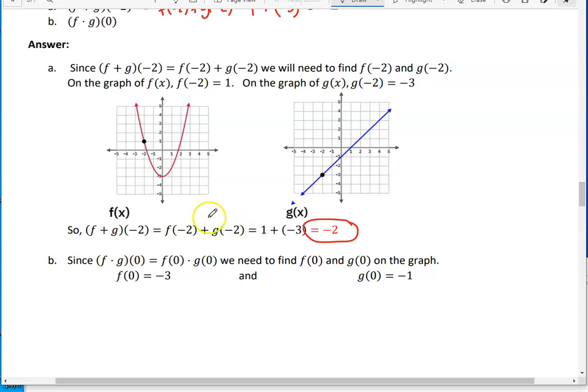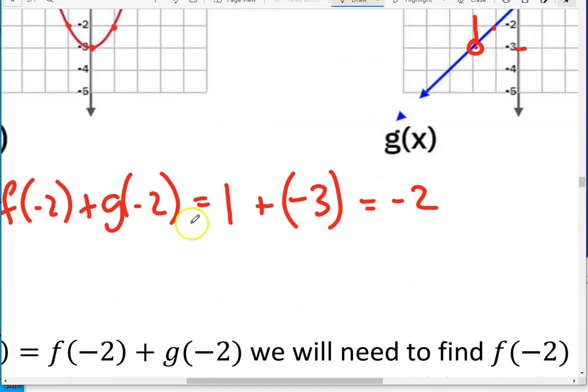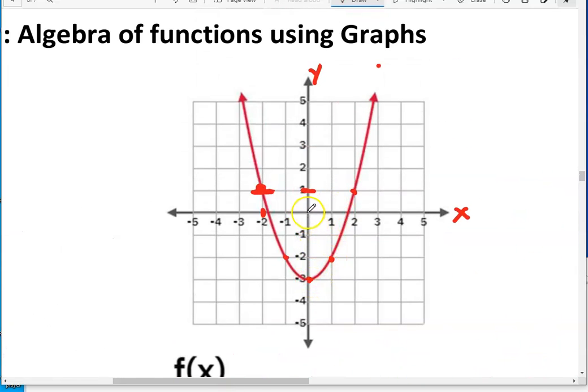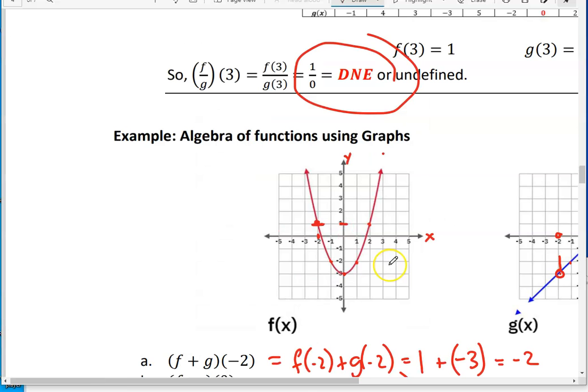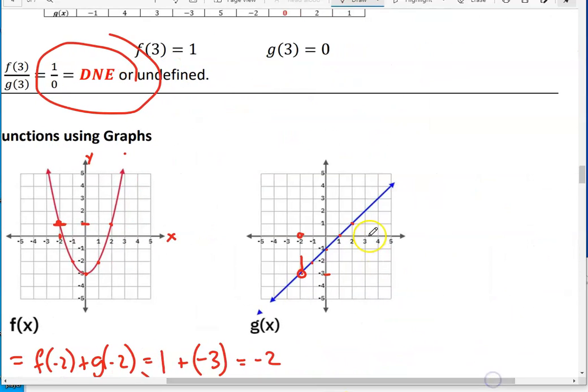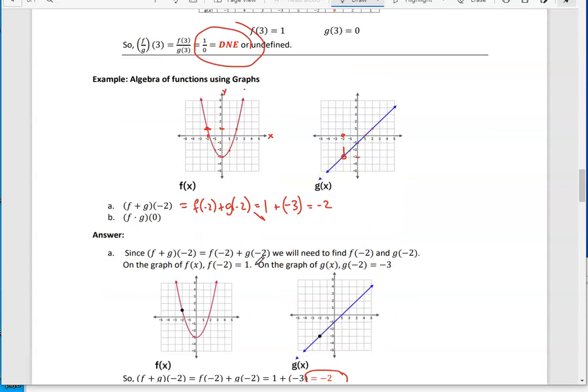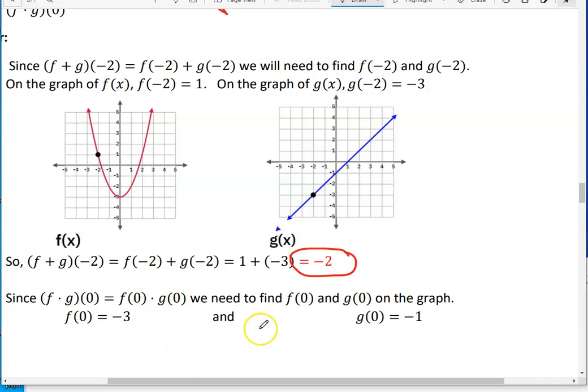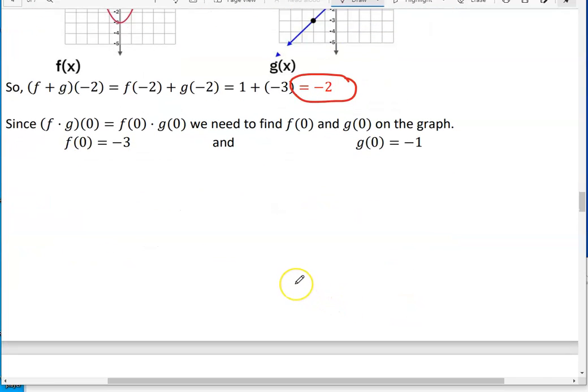Now, when I have f and g, f times g of 0, from this graph, let's look at f of 0, g of 0. Slide over. F of 0, what is f of 0? X is 0, I get a negative 3. And g of 0, I get a negative 1. So when they're asking me about f times g of 0, I get negative 3 times a negative 1, and negative 3 times negative 1 gives me 3.